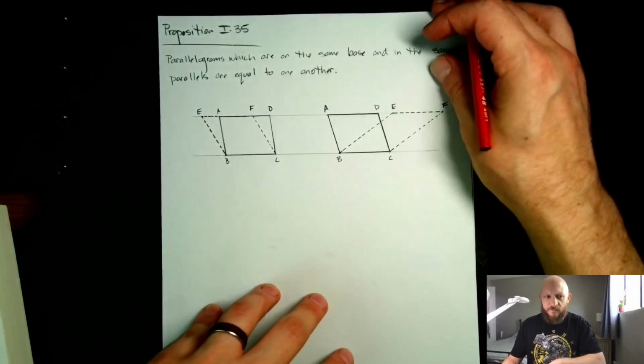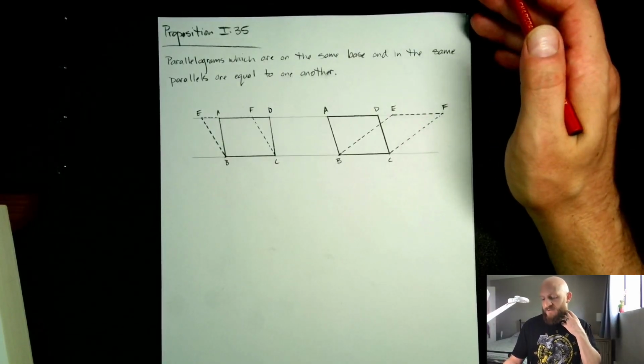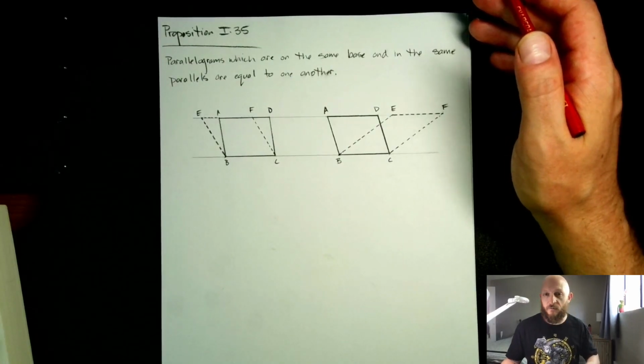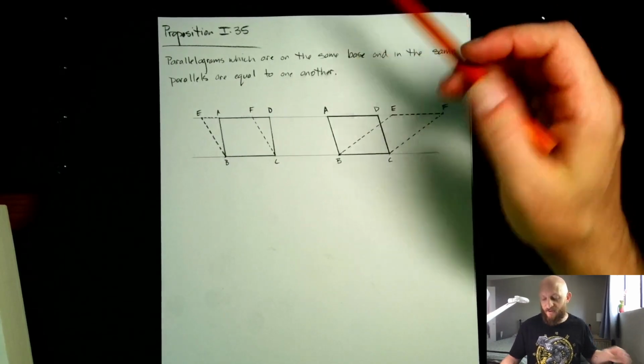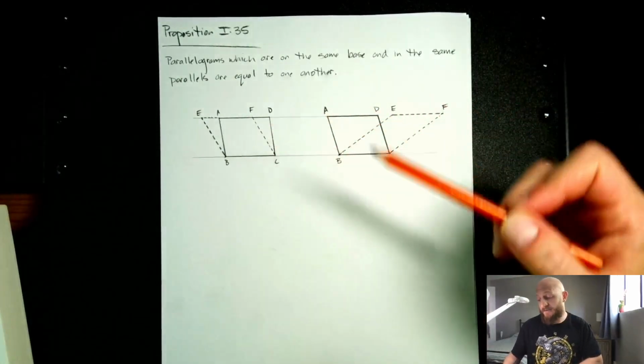So maybe that's the first thing that I'll point out, is that previously when we talked about two figures being equal, like two triangles being equal, we meant that they were congruent. And that's no longer how we are referring to that here. We don't mean that the two parallelograms are congruent, we mean that they have equal areas.